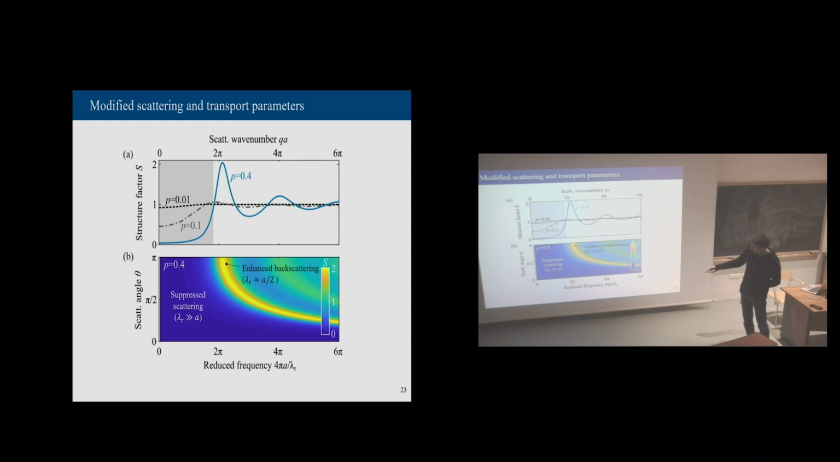If you represent that in terms of frequency and scattering angle, that means that at long wavelengths, small frequencies, you will have a suppressed scattering. And that's the reason why you have transparency. And at some frequencies that correspond actually to the Bragg resonance in periodic media, you have some enhanced backscattering.